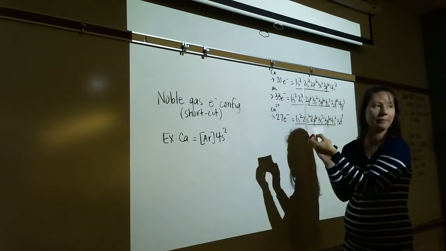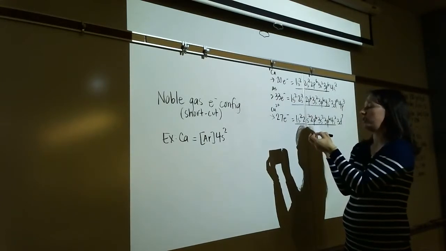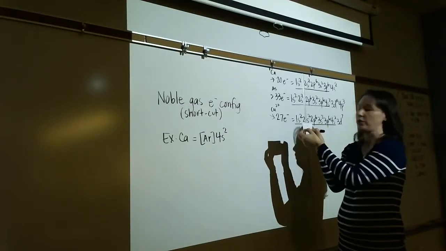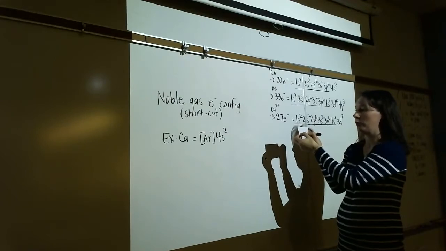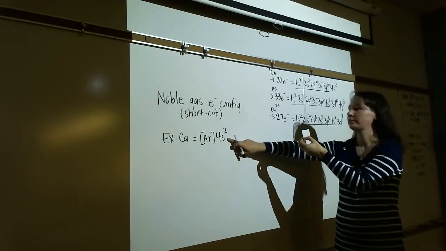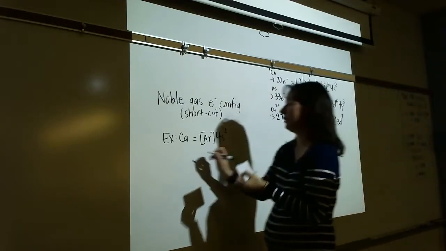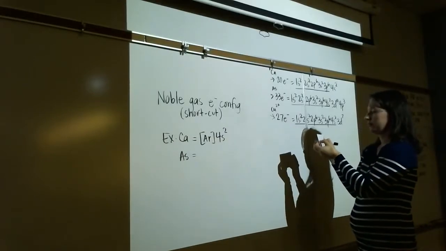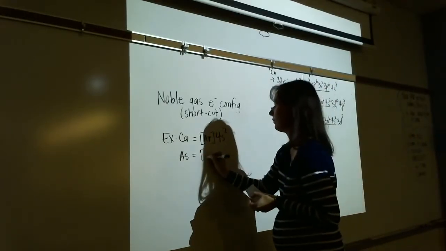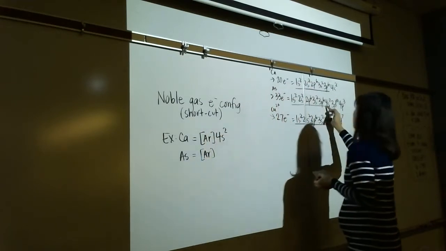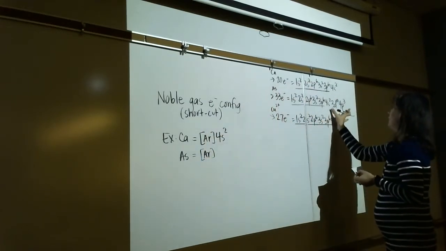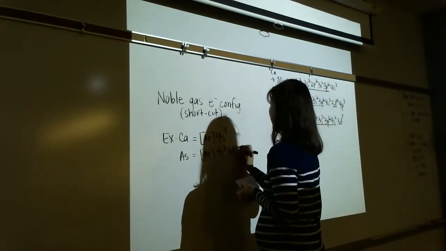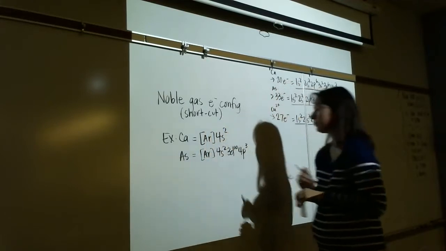Does everyone see how we did that? So you're using the noble gas at the end of the row above it to get you to the end of your row, so that all you're responsible for writing are the leftovers in your particular row. So if we're doing arsenic, what element will we put in the brackets there? It'd be argon as well, right? Argon gets us to here, so now all we have to do are the leftovers. So the 4s2, 3d10, 4p3.